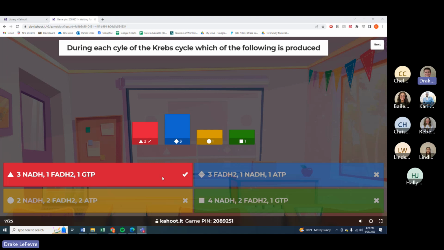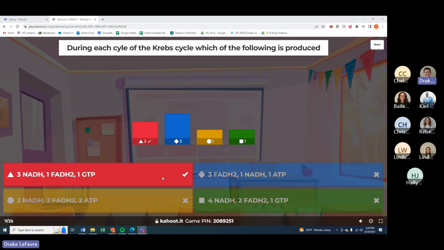If I had changed the question, if I had asked during the Krebs cycle, how much NADH is produced from 1 molecule of glucose, what would the answer be then? Would it still be 3 NADH? So this is during each cycle of the Krebs cycle, right? And how many cycles of the Krebs cycle do we get per glucose? 2. Exactly. So we get 2 per glucose. So essentially we could take this and double these values. We'd have 6 NADH, 2 FADH2, and 2 GTP.